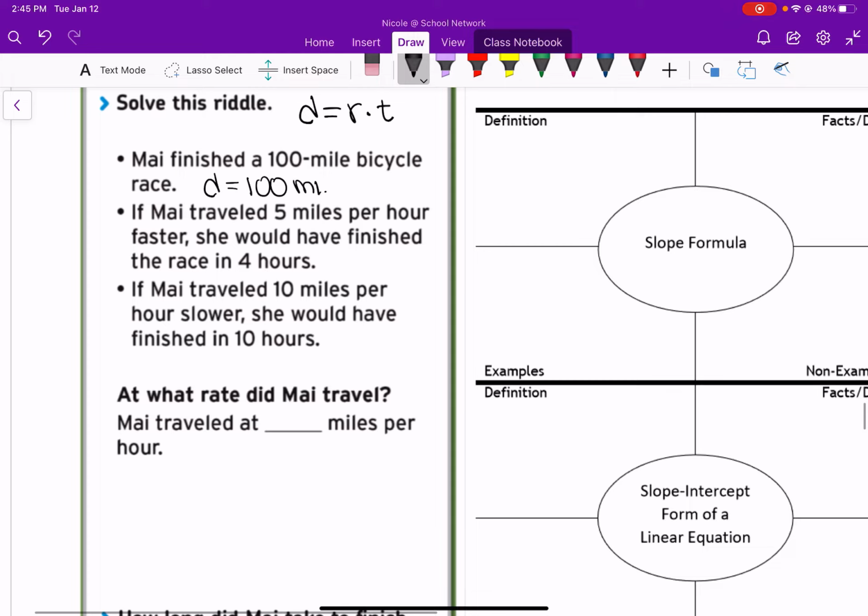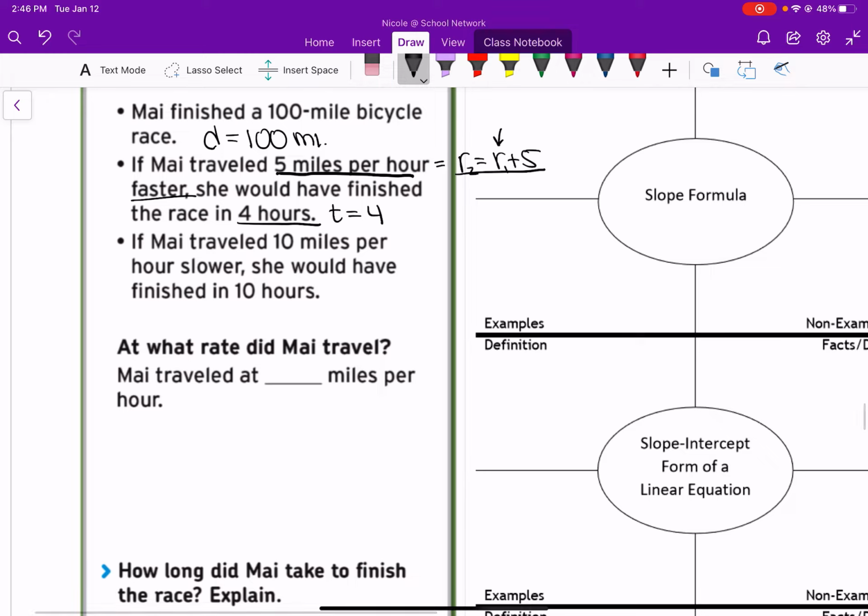If Mai traveled 5 miles per hour faster, she would have finished the race in 4 hours. So here, if our R2 is equal to our original rate plus 5, then our time would be 4. So R1 is our original rate that we want to solve for. R2 is if she traveled 5 miles per hour faster. And so those are different quantities, R1 and R2.